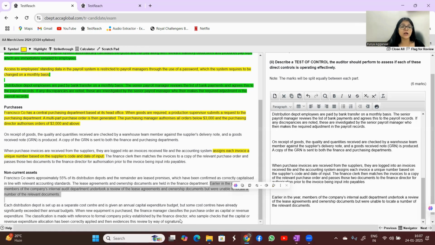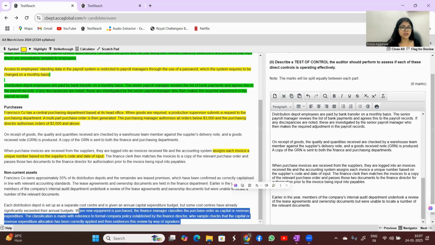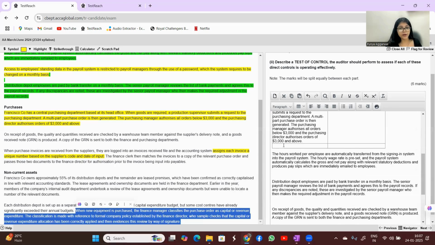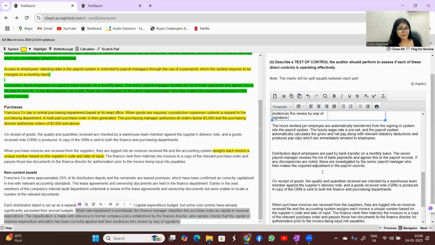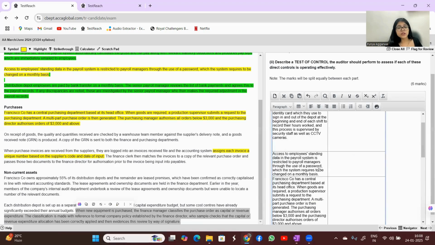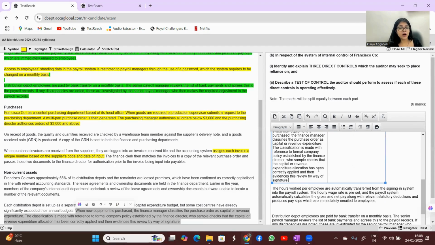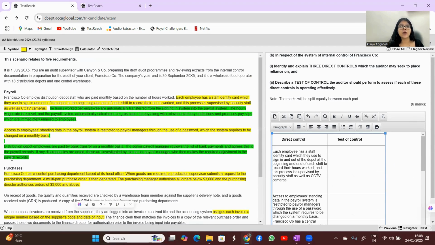signature. So this is a control that he is applying, that he is checking whether the finance manager is actually classifying it correctly or not, and then the finance director reviews it and also signs it by way of signature. So this is a complete process that we should always follow. So this is again your control and not a deficiency, right? So this is how we are able to identify our controls and our deficiencies.